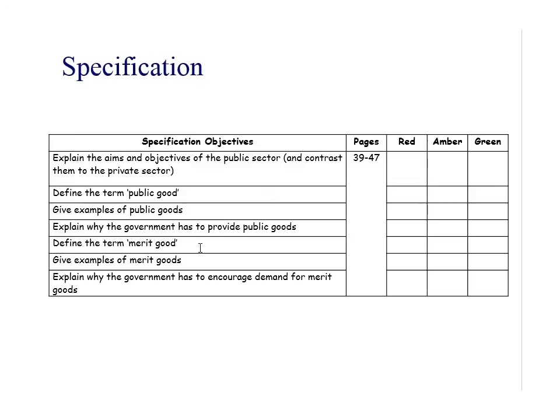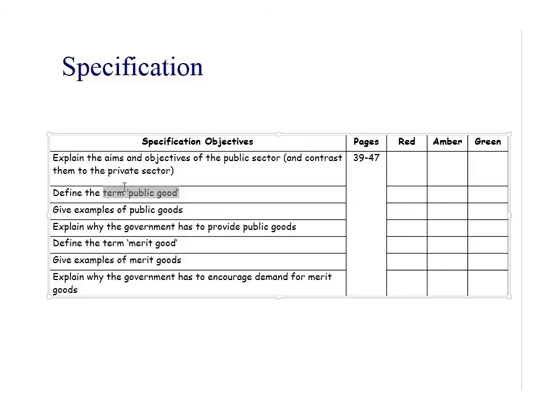but really what's important is that you know what merit goods are and that you can give examples of what they are. So those are the specification objectives. Remember, public goods, non-excludable, non-rivalry.